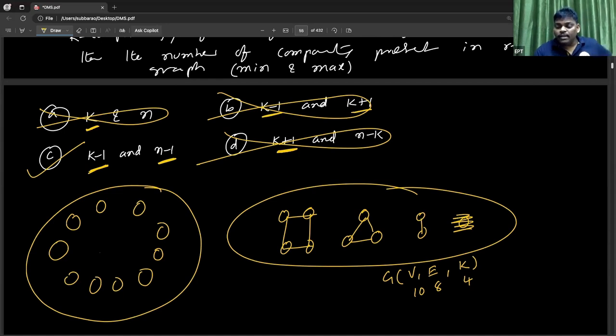So that's what I'm saying. Can you help me now? Minimum, maximum. In between also possible or not? When I say this is the minimum, this is the maximum, in between also possible.